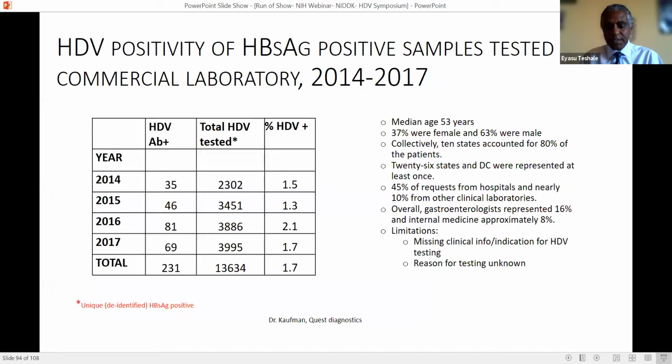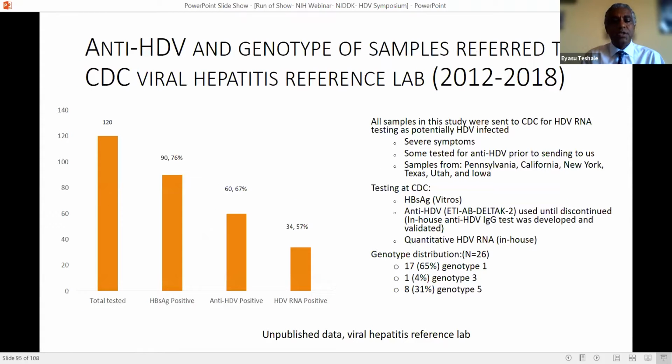This data is from Quest Diagnostics. Among 13,600 hepatitis B surface antigen positive samples tested from 2014 to 2017, only 1.7% were positive. Next slide, please. This slide shows 90 hepatitis B surface antigen positive samples from patients suspected to have HDV infection that were referred to the CDC lab. Two thirds were anti-HDV positive, and just a little more than half were HDV RNA positive. And the predominant genotype was genotype 5. I'm sorry, genotype 1. Next slide, please.